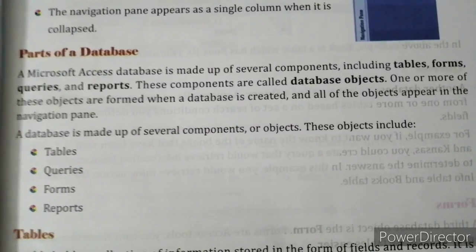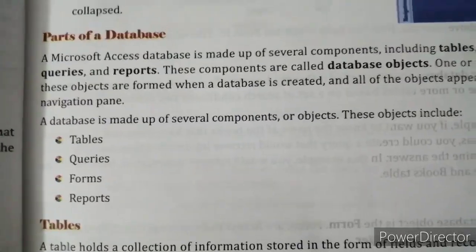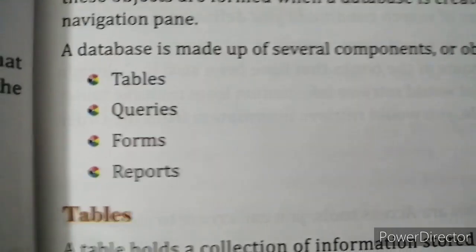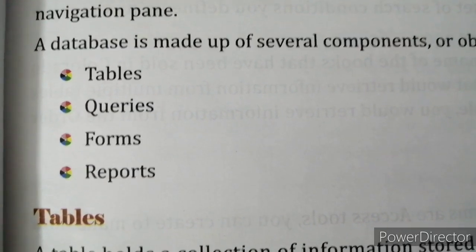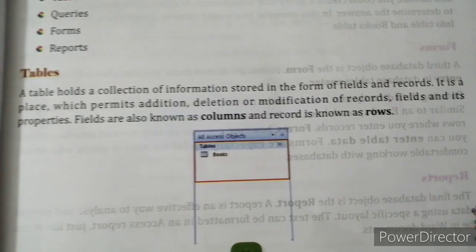So today we will discuss the parts of a database. So let us see what the parts of a database are. The parts of a database are tables, queries, forms and reports. So first of all we will learn about tables.